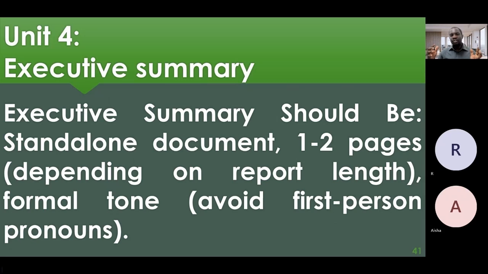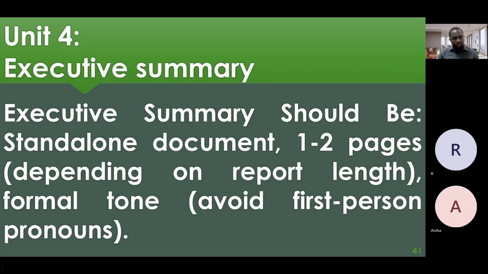So the executive summary should be a standalone document, 1 to 2 pages. When I read even some tutors' reports, they make their executive summary even 3-4 pages. I'm wondering. This is from the I Can Study text. This slide you are reading on the screen is from the I Can Study text.